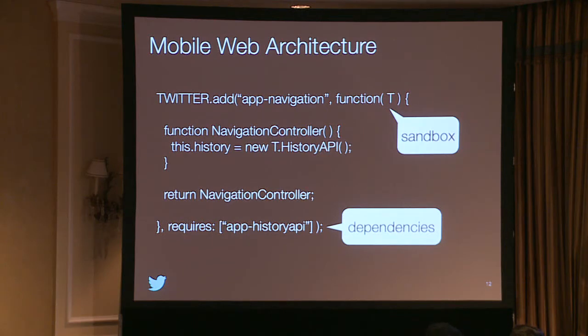That allows us, for instance, to load things on demand if we want, and they won't be executed until we need them. In this case, the app navigation will not even be executed or called until someone else needs it. For instance, the application controller will say that I need the navigation controller, and then this call is going to be executed, and so on. Our sandbox, this T object that we call, is the only way that you can communicate with the application. And I'll dig more into our API in a minute.